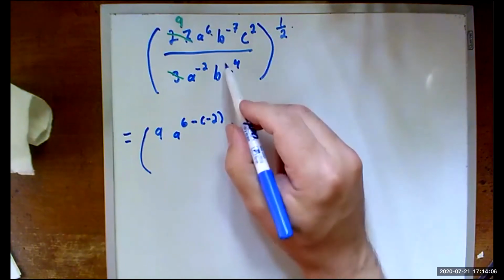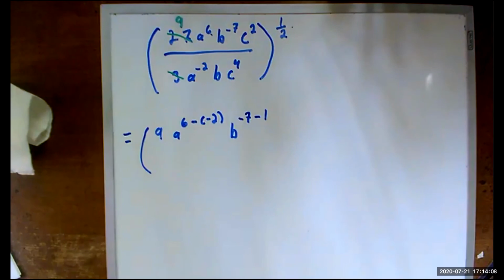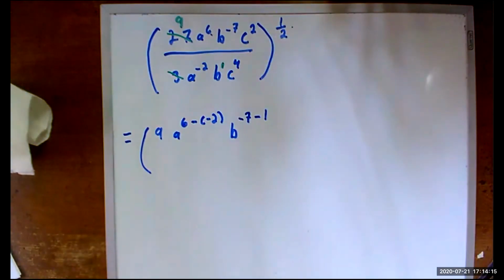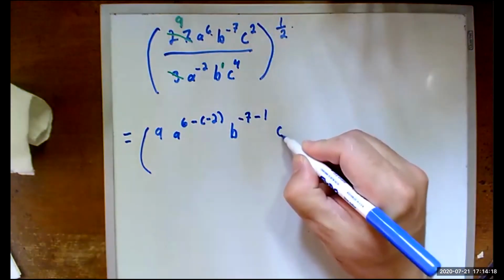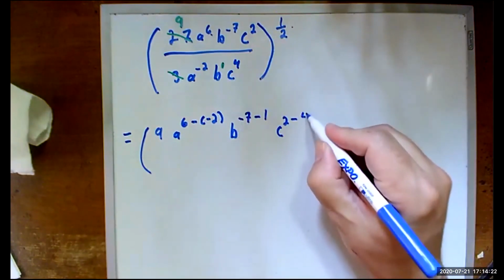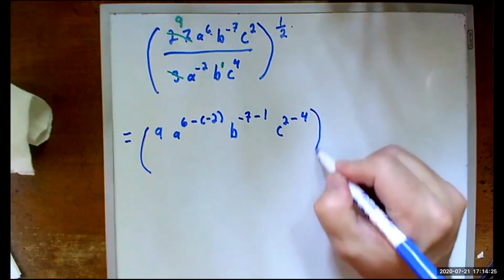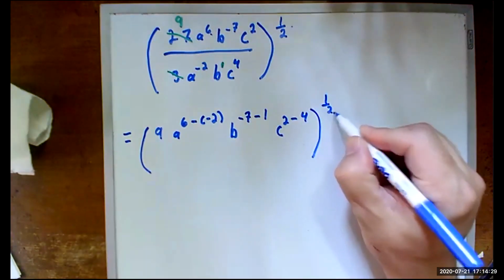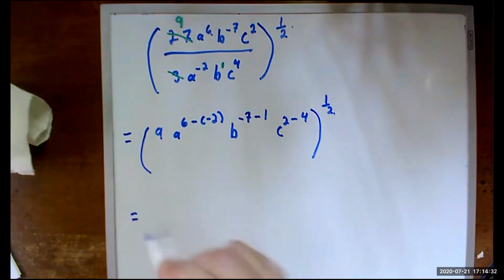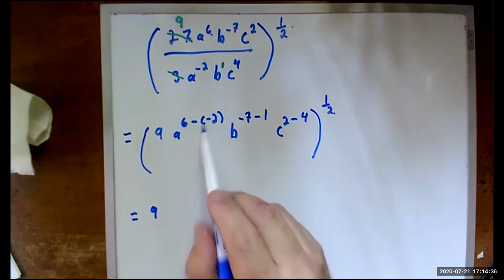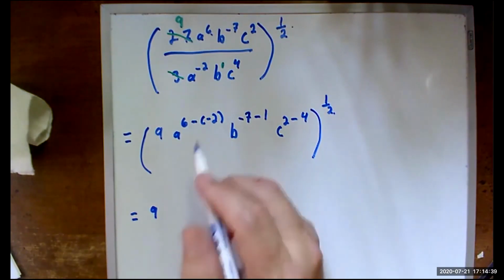I'm going to do the same thing with my b's. I'm going to keep it all up top for the time being. I'm going to get b to the -7 minus 1. Just to be clear, that 1 comes from the implied exponent on the b. And then finally, I'm going to take c to the power of 2 minus 4. And now I have nothing left on the bottom, so we're fine, and that 1/2 comes for the ride.